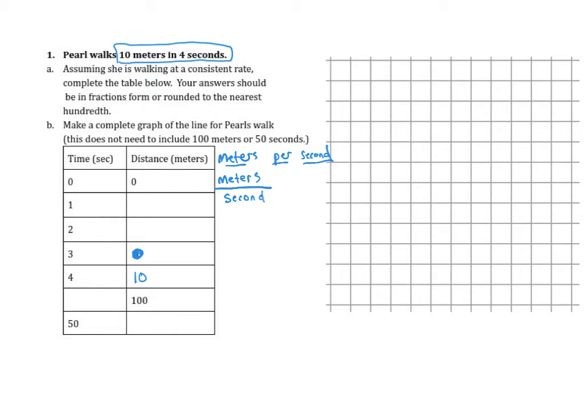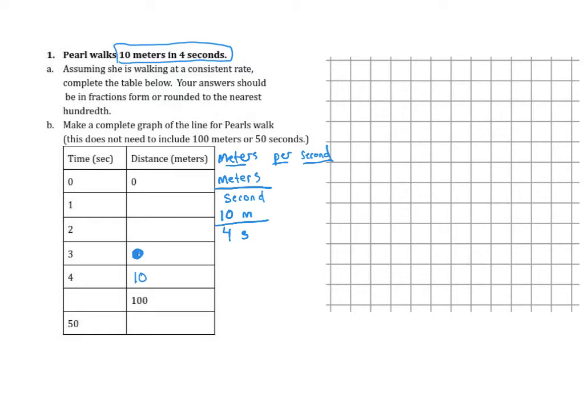And since we have some information here, we can go ahead and say that for Pearl, for this situation, it is 10 meters. I'm just going to write an M there, in 4 seconds. I'm just going to write an S there, just so we know what we're talking about. It's important to always keep our units.